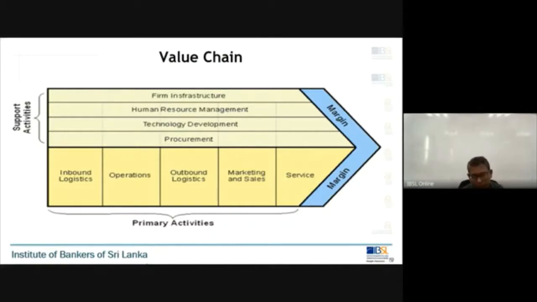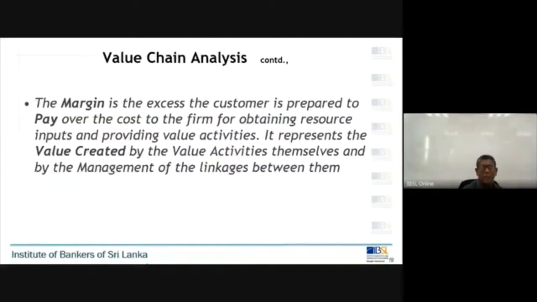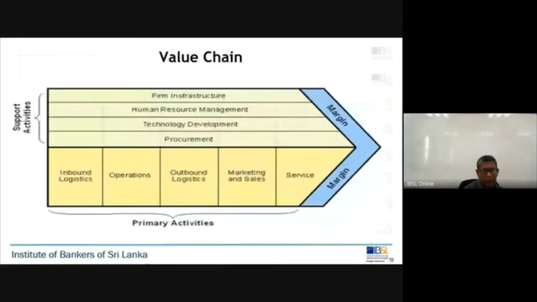Now, if you think about this value chain and the margin, what is margin talking about? It is the excess of what the customer is perceived to be prepared to pay over the cost to the firm of operating resources. Right? We need to create the value, and that is value. Okay, now let's look at it. Why is it important? Why do we need to study the value chain analysis?